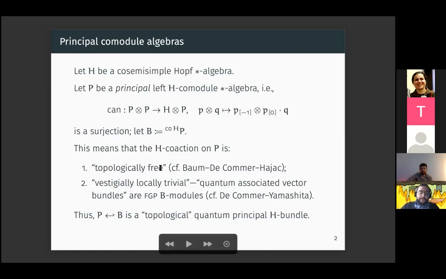You have topological freeness in a way that dovetails perfectly with what Elwood observed in the case of C-star algebras, the topological category. And there's enough vestigial local triviality that your quantum associated vector bundles are actually non-commutative vector bundles. So you can really justifiably call such a beast a quantum principal bundle at the topological level. So the principality is topological. I'm not claiming anything about differential calculi yet.